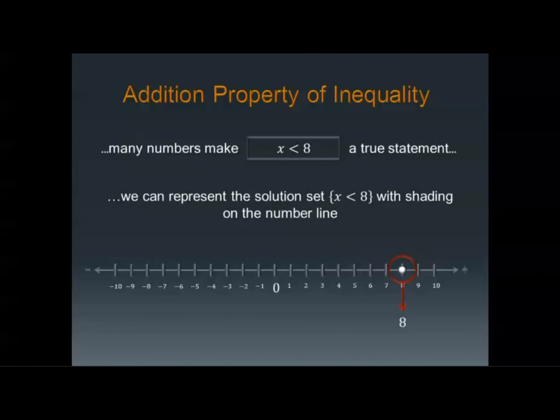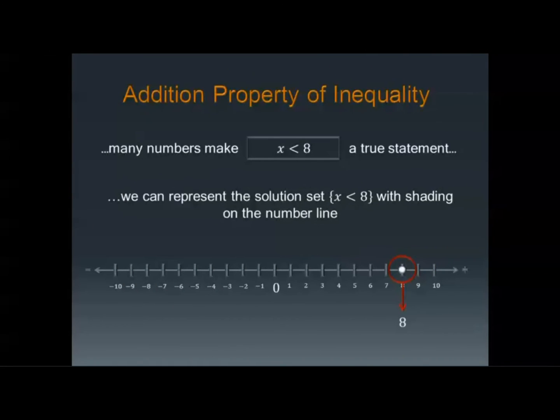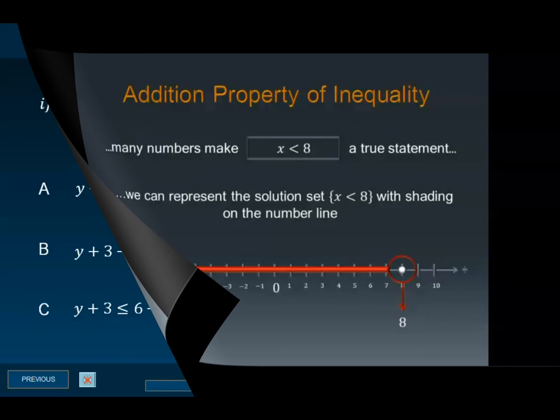We draw an open circle around that point because the value 8 is not one of the numbers that we want to represent in this solution set. It is a number, however, that helps us describe the numbers that we want to represent. The numbers that we want to represent are represented by the points to the left of 8 on the number line, and we shade in that direction.